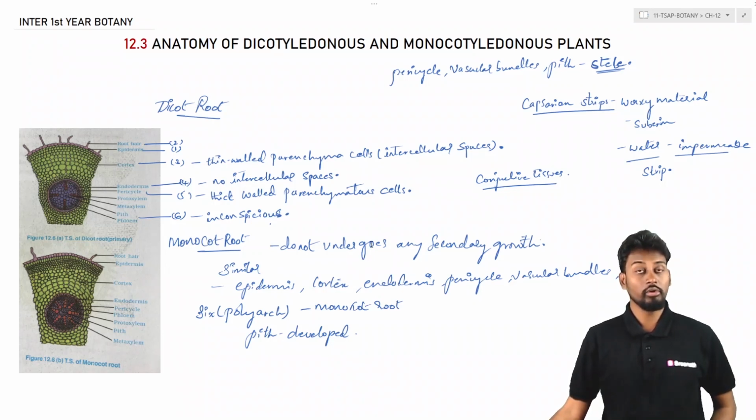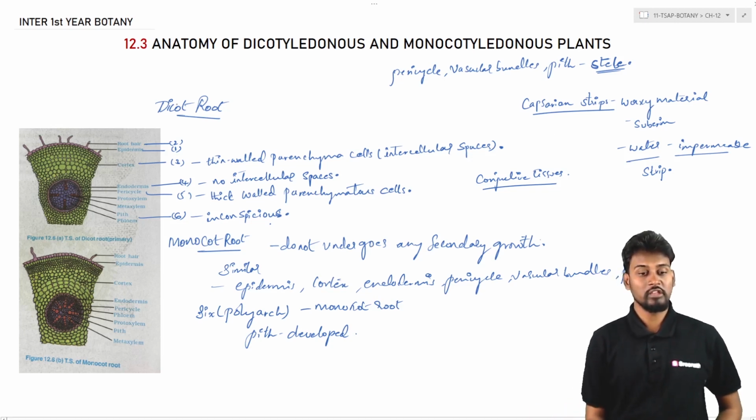Coming to the third topic, the anatomy of dicotyledonous and monocotyledonous plants, we are going to discuss how the arrangement of different tissues of the plant has been done and how well they have been designed so that they can perform different functions in different parts of the plant. Here we will learn the anatomical arrangement and organization of cells in the root, stem and leaf of dicot and monocot plants.